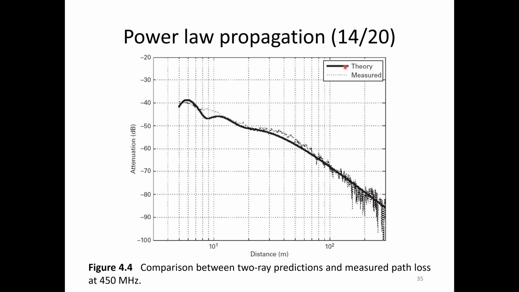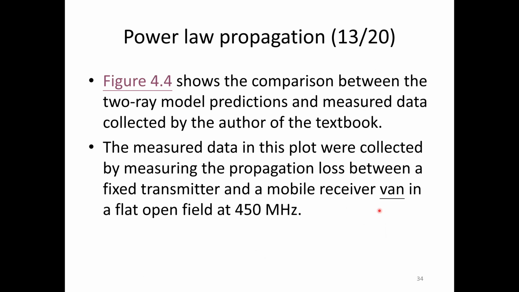The bold black line is the theory, this line. And the dotted line is the measured data, this line, like this. The measured data in this plot were collected by measuring the propagation loss between a fixed transmitter and a mobile receiver van in a flat open field at 450 MHz. What is van?